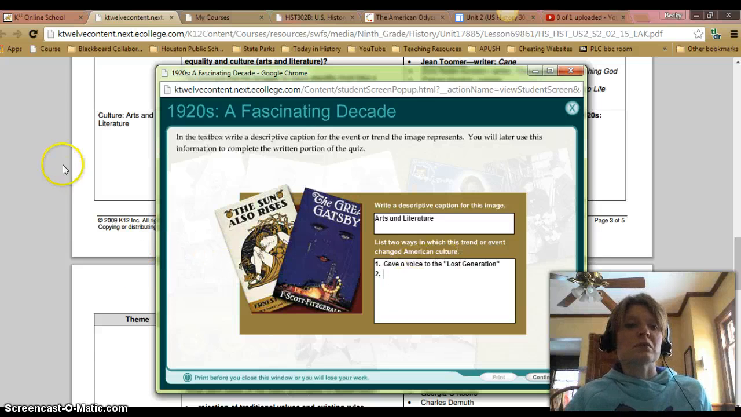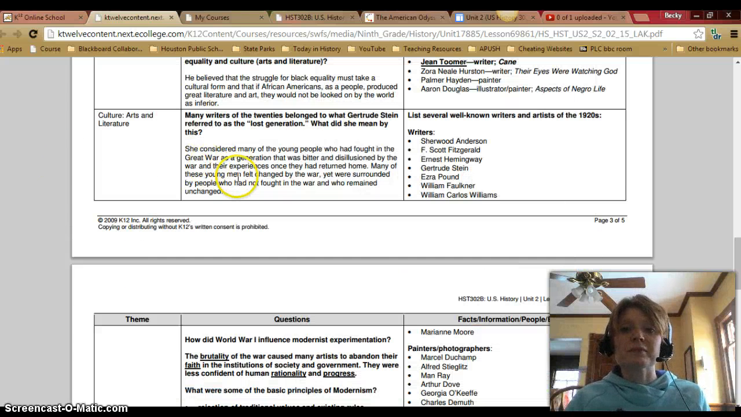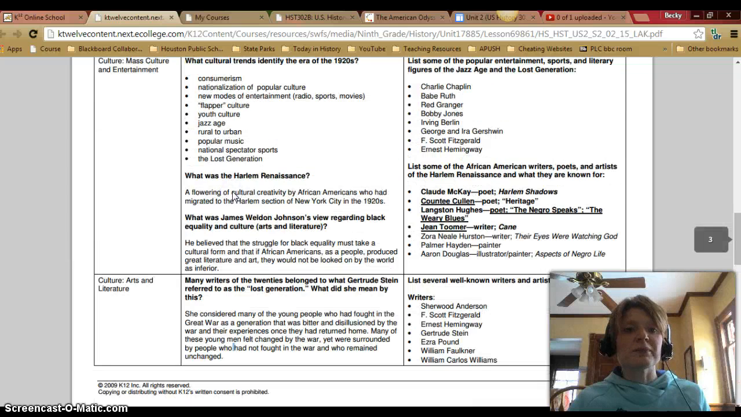Also, what else could we say? She considered many of the young people who fought in the Great War as a generation that was bitter and disillusioned by the war and their experiences once they returned home. Many of these young men felt changed by the war, yet were surrounded by people who had not fought in the war and who remained unchanged. That's kind of summarizing the arts and literature.